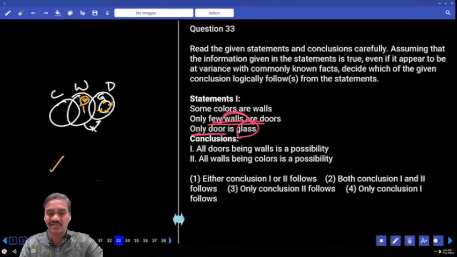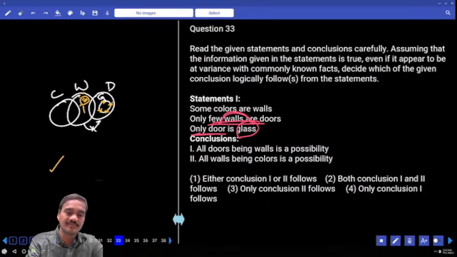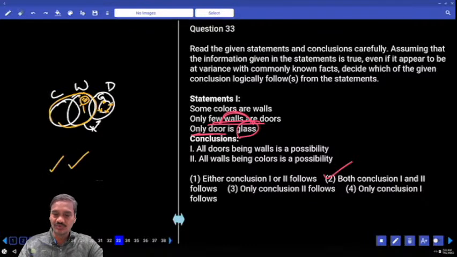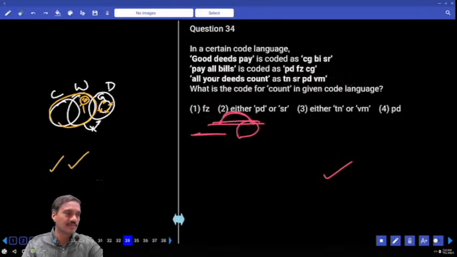All walls are colors is a possibility. Can all walls be colors? And color can be written like that, there is no restriction on this one. Hence what is your answer? Both 1 and 2, that is choice 2, question number 30.